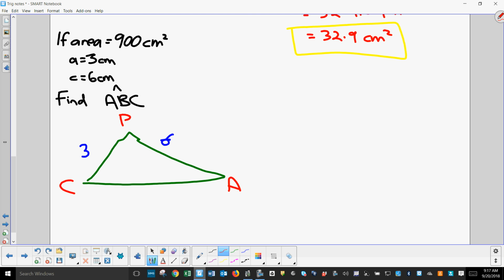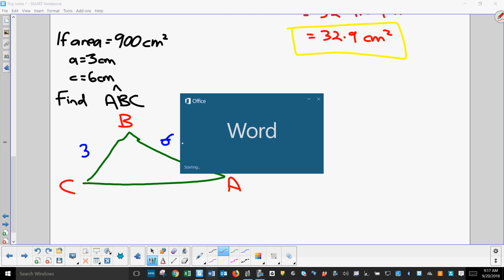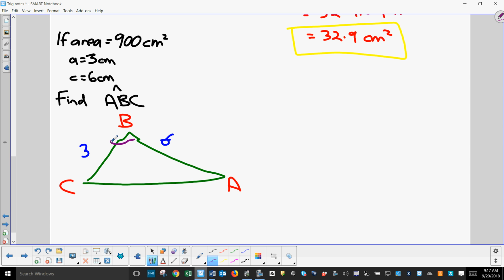So the good thing is it is the included angle that we want. That's a 3 and a 6, just following these things. The good thing about drawing it is you're double checking that it is the included angle. And if it is the included angle, you can use the area formula. So we do want the included angle. So let's plug all that in. So the area is 900 equals. Sometimes I forget the half as well. Another common mistake is forgetting that there's a half at the front.